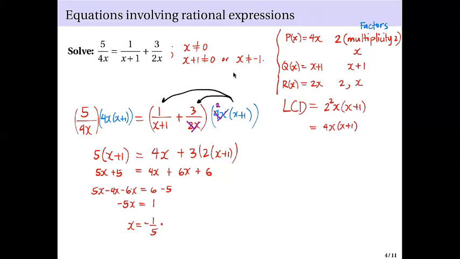And notice the only condition that we have in here is that your x cannot be 0 and your x cannot be negative 1. And in here, you have negative 1 over 5. Wouldn't it be positive? No, you have 6 minus 5, that's positive 1. Here, 5x minus 4x minus 6x, that's negative 5x. So if I divide everything by negative 5, you'll just have x equals negative 1 over 5.